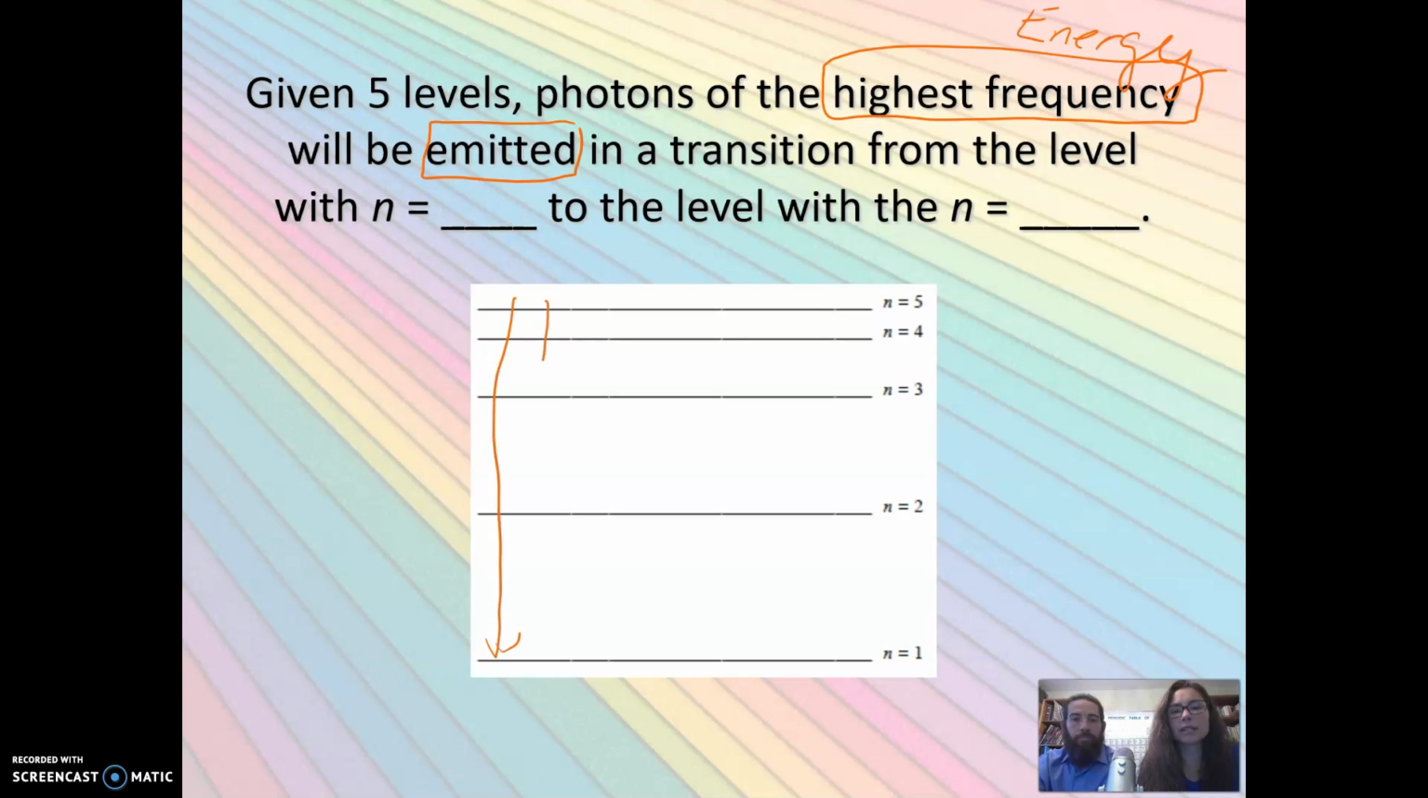So you might see a few different options here for emission. Maybe you'll even have an absorption in there just to kind of throw you off. So given these 5 levels, what would have the highest energy drop for emission? And that would be the 5 down to the 1. Be careful. You have to keep in mind that each successive step is a lower amount of energy.